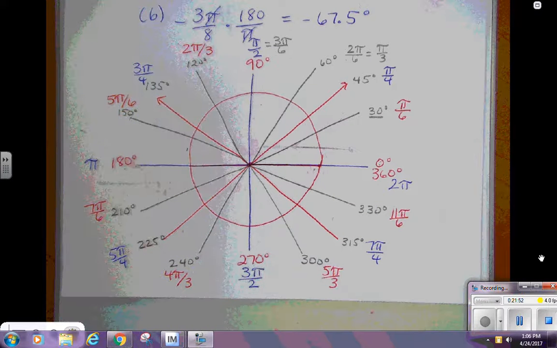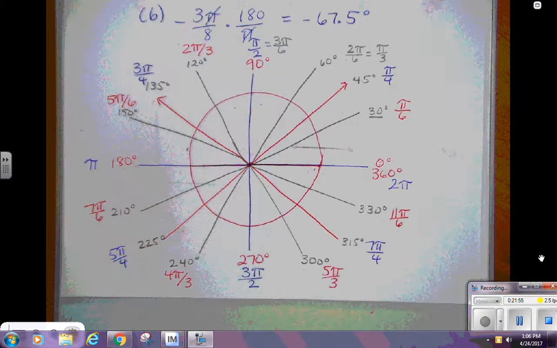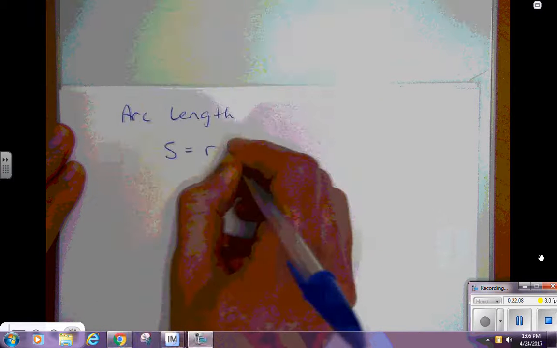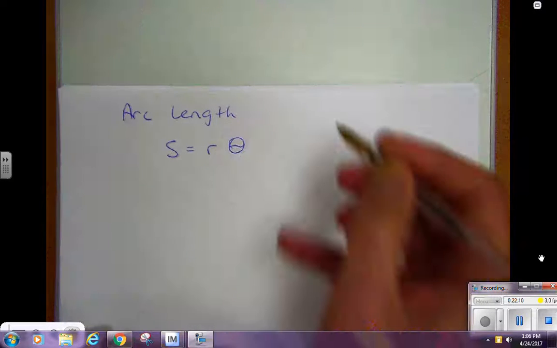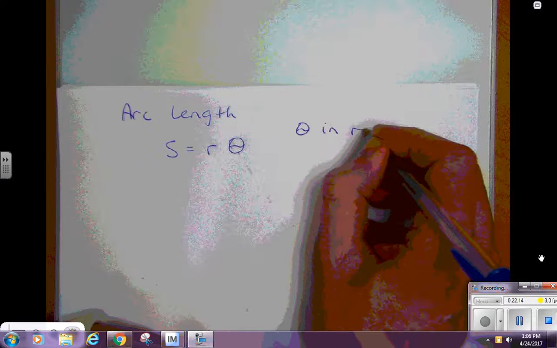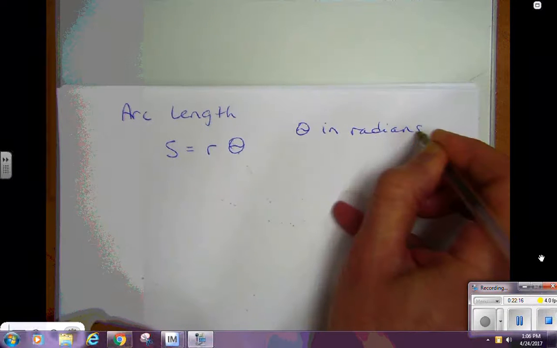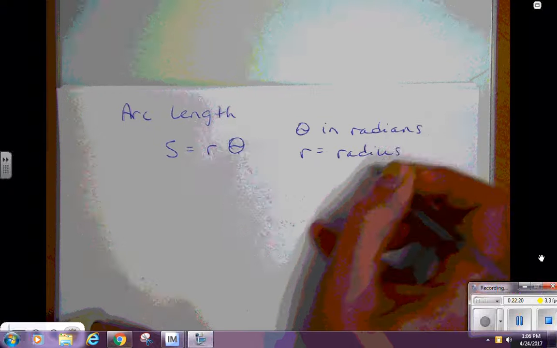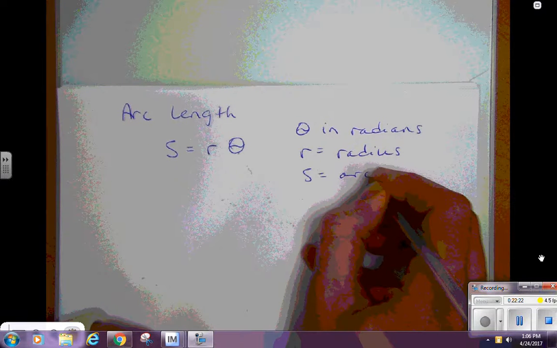So the arc length formula is in the box. Is everybody finished with this? It is S equals R times theta. Okay, so your angle is theta, and that has to be in radians when you use this equation. R is the radius of the circle, and S is the arc length.